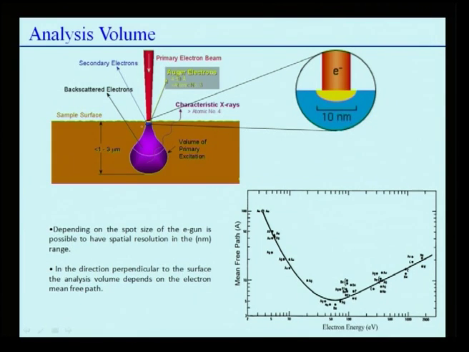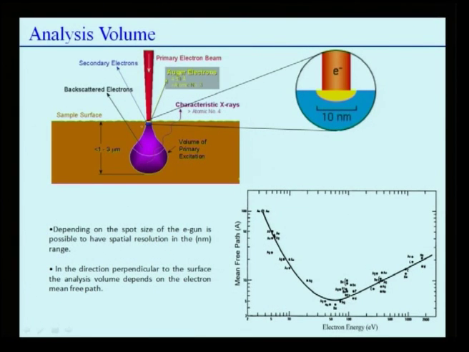But if you look at the interaction volumes from which the signals are generated, it varies from a very large thickness to a very small thickness depending on the type of signal. For characteristic X-rays, the interaction volume is very large. The depth from which the information can come is of the order of 1 to 3 microns. Backscattered electrons come from approximately 2 microns. Secondary electrons come from approximately a couple of hundreds of nanometers, not angstroms.